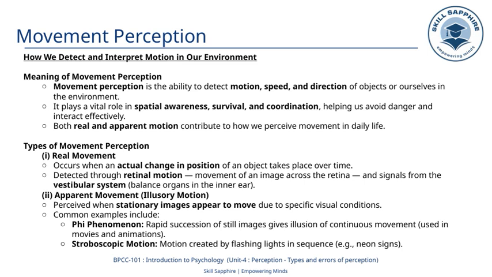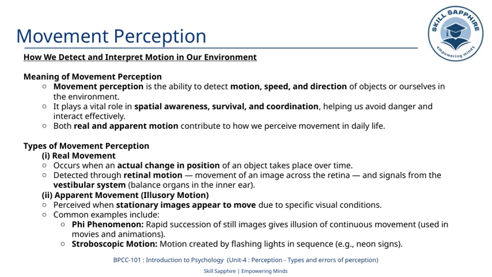Real movement happens when an object actually changes its position over a period of time. For example, when a car moves down the street or a person walks across a room. Our brains detect this through signals from the retina, where images move across our eyes, and from our vestibular system, which is responsible for maintaining balance and spatial orientation.